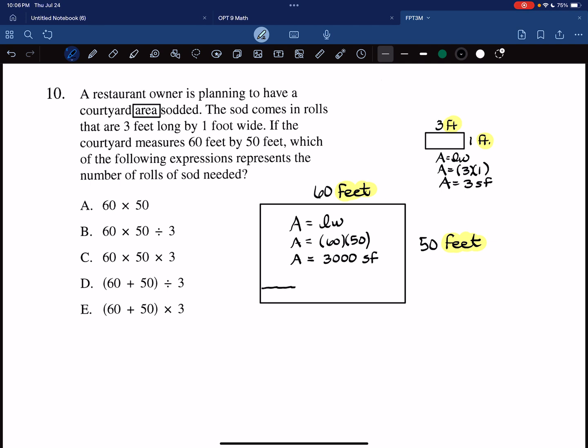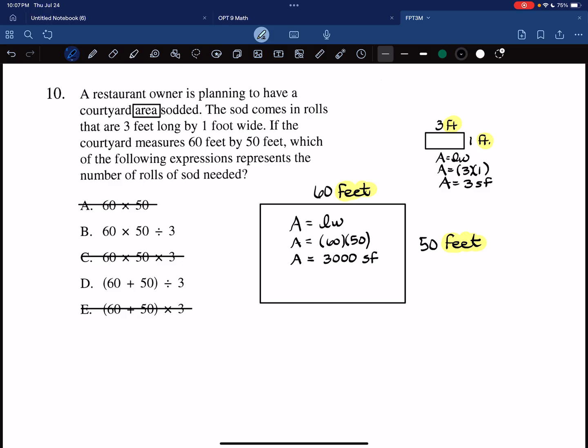And we would be taking those rolls of sod and unrolling them onto this courtyard. So that is division. And I can tell you that the problem involves division. So we can eliminate A, C, and E. So even if you just had to guess, you could narrow it down to B or D.